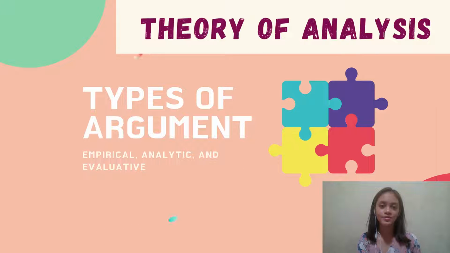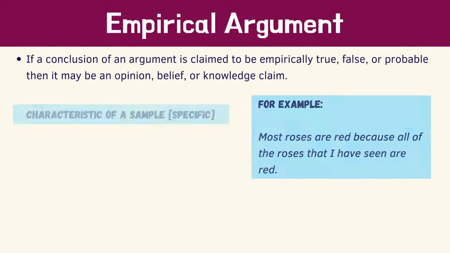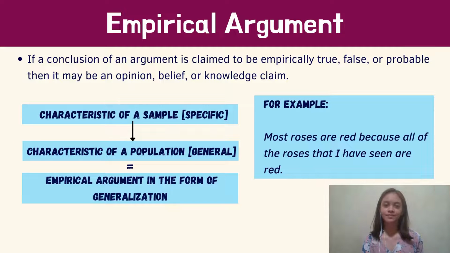Nevertheless, if categories are specified in an argument, borderline cases can be offered. He proposes a typology of arguments rooted in epistemic claims, namely empirical, analytic, and evaluative. For the first type, we have empirical argument. If a conclusion of an argument is claimed to be empirically true, false, or probable, then it may be an opinion, belief, or knowledge claim.